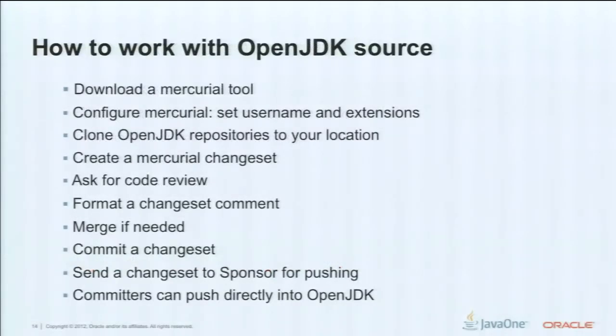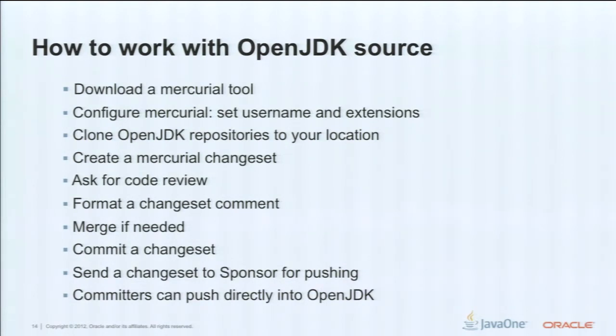Next, how to work with the OpenJDK source. There is a process. First of all, you need to download the Mercurial tool. Mercurial is a source code control system for OpenJDK. And you need to do a special Mercurial configuration for OpenJDK. You need to set your OpenJDK username and extensions. For example, there is a special extension, jcheck, for OpenJDK. We are going to talk about that extension later in this presentation.